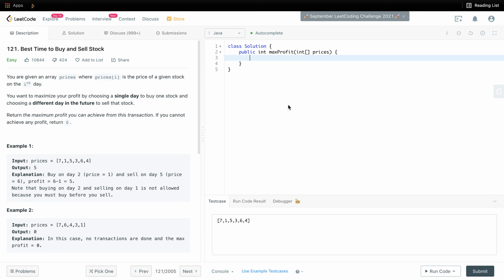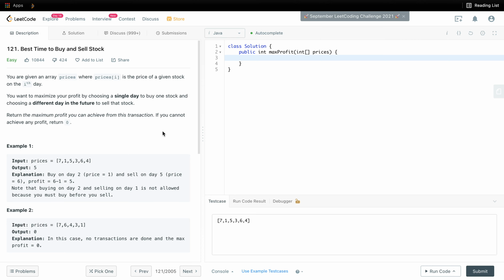Today's problem is best time to buy and sell stock. You are given an array prices where prices[i] is the price of a given stock on the ith day. You want to maximize your profit by choosing a single day to buy one stock and choosing a different day in the future to sell that stock. Return the maximum profit you can achieve from this transaction. If you cannot achieve any profit, return 0.